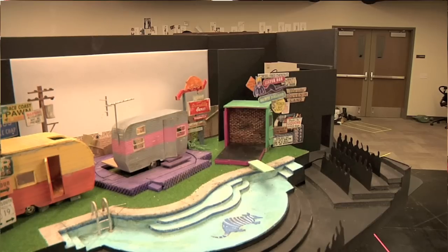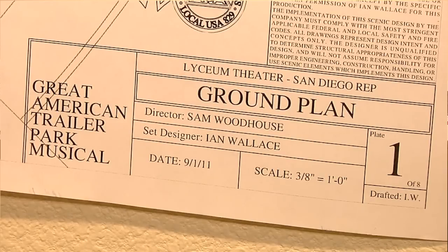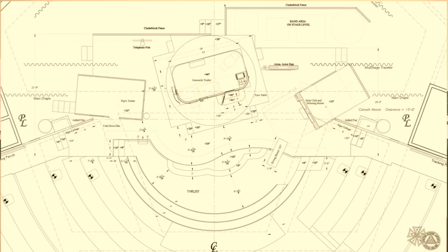All these trailers are in this trailer park, and downstage center on the apron of the stage, we've designed an abandoned, dried out pool that the characters live in, kind of a communal living room that they all interact in around their trailers. Here's the ground plan of the Lyceum Theater at the Horton Plaza with our set for Trailer Park Musical in there.